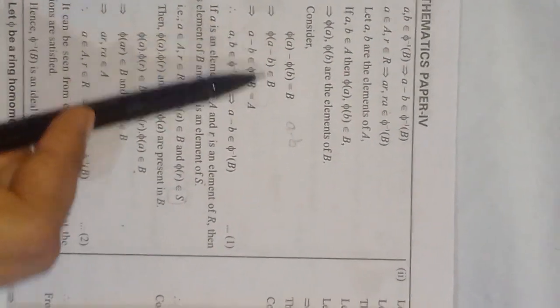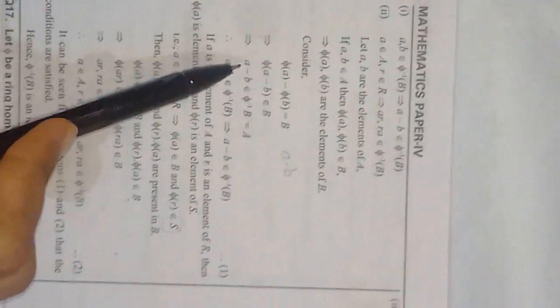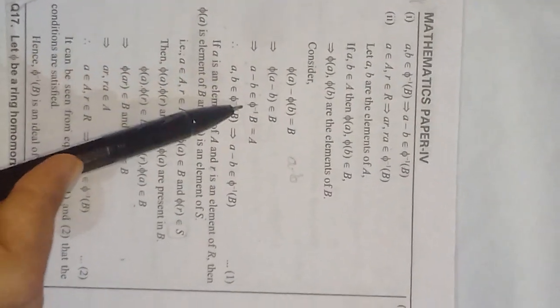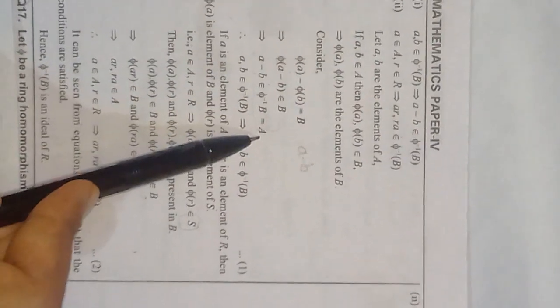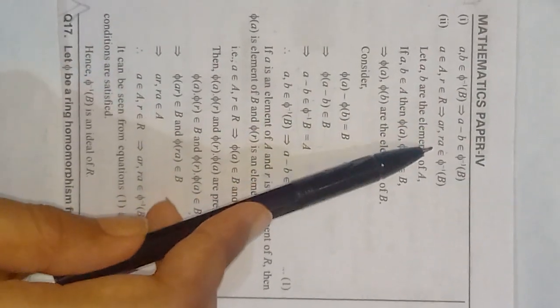Now the element belongs to B means, you see in the given set, the element belongs to B means that it will be in pi inverse of B. So we can write a minus b belongs to pi inverse of B. That implies the first condition is satisfied. Next condition, we have to prove left ideal and right ideal.